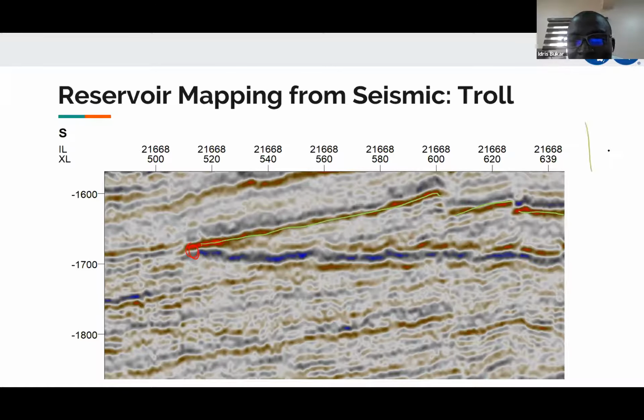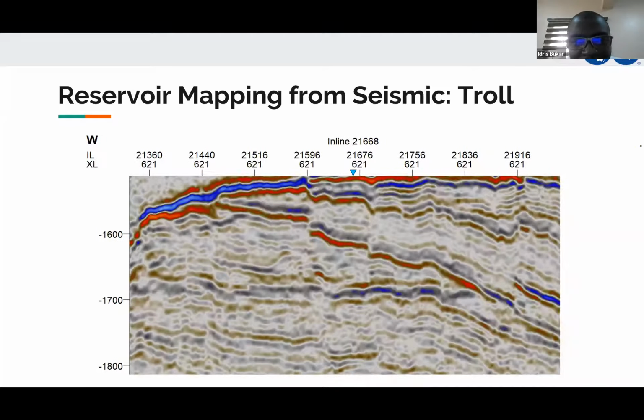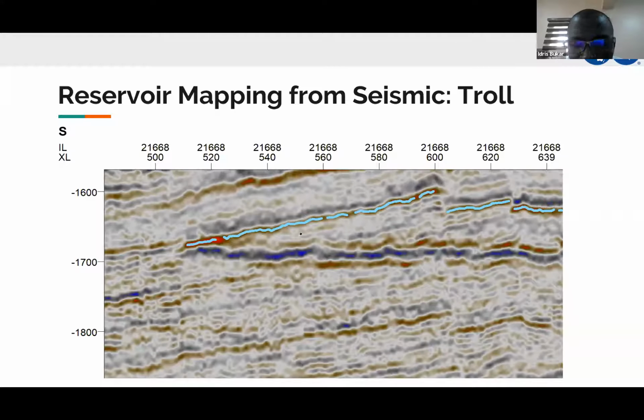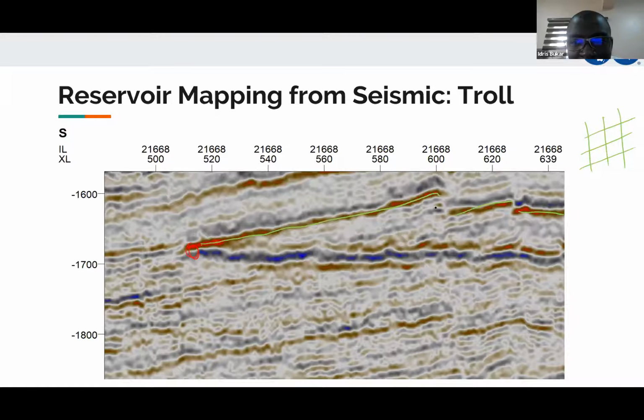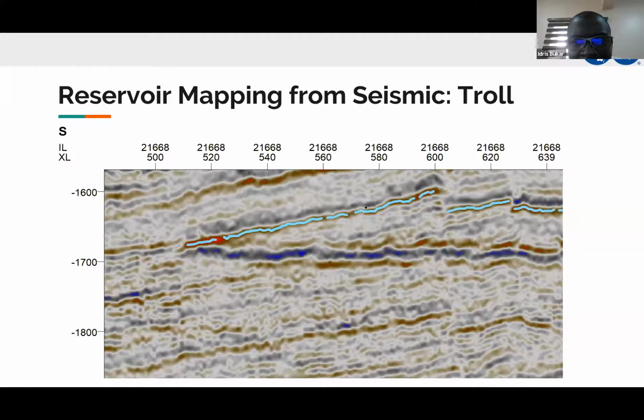Remember I said they are orthogonal. And then hopefully the map will begin to appear. So you see this is an interpretation of this previous top reservoir of the Troll. And you see how the interpretation lines go. So this is where we are on an inline here. Notice how this top number does not change, okay? And then the bottom number changes because the cross lines are going perpendicular.